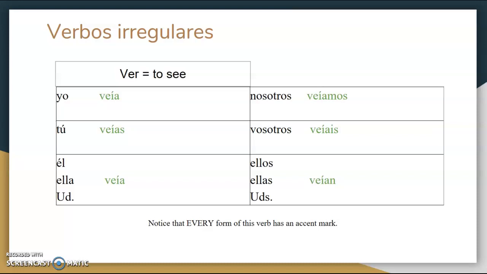Remember, the imperfect tense is something you used to do. So I've shown you the AR verb endings, the ER, IR verb endings, and the three irregular verbs.